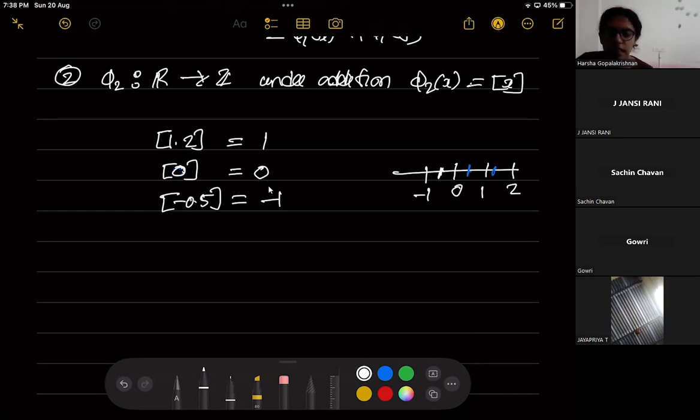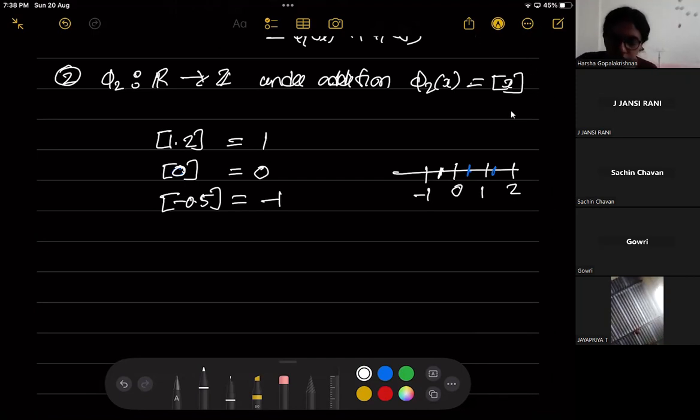So that is the definition of the function. Here we can see it is defined for all real numbers, but its range is going to be only Z. So the operation here is addition. So R plus and Z plus is the group here, and phi2 of x is greatest integer of x. So now, can anyone say whether this phi2 is a homomorphism or not?